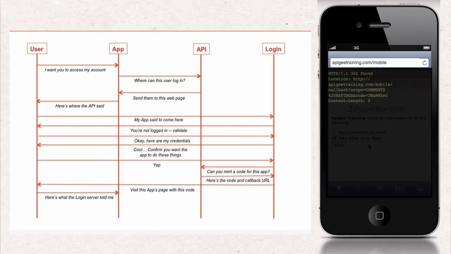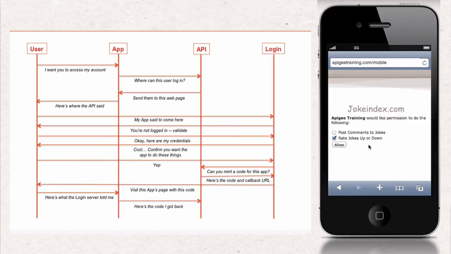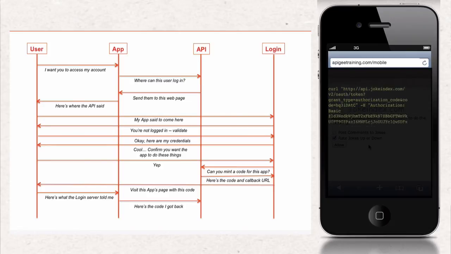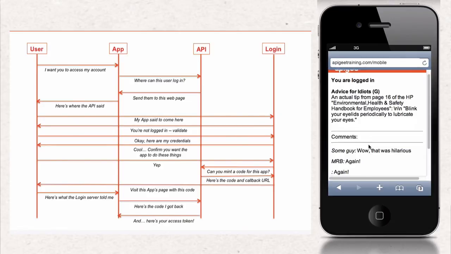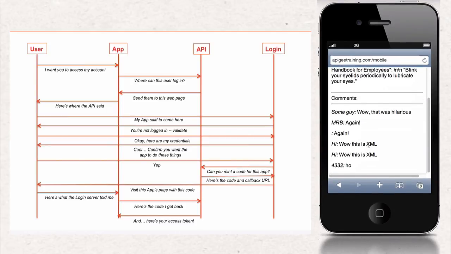And the app says, great, I've got a code, I know who you are, let me just go to the API. And then the API says, that is indeed the code that I issued. So now, here's your access token, and you can do anything you want. Like, look at these dumb jokes.